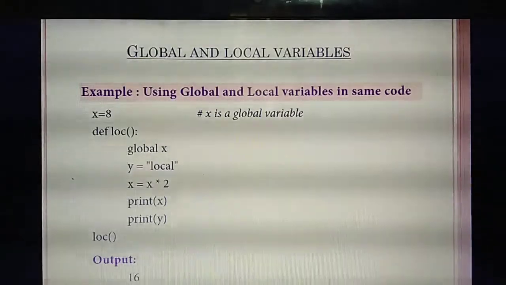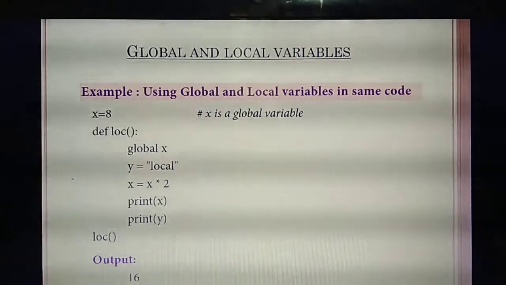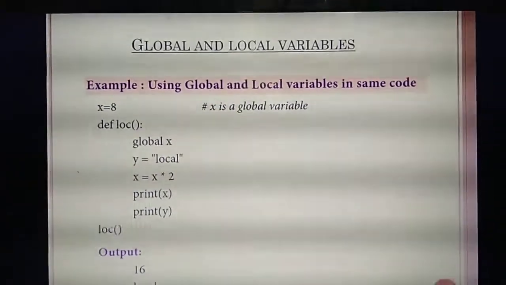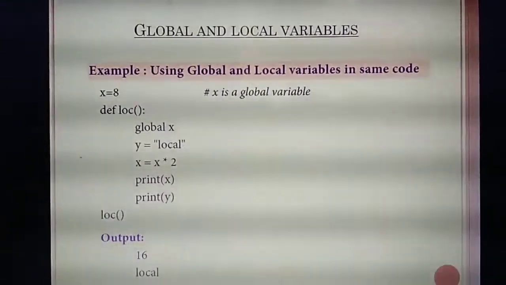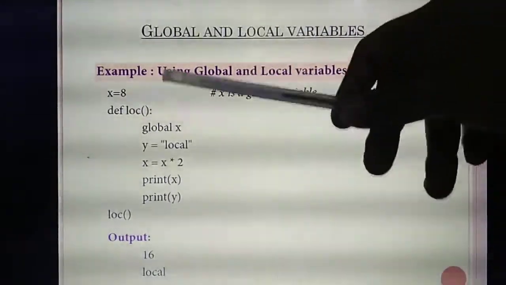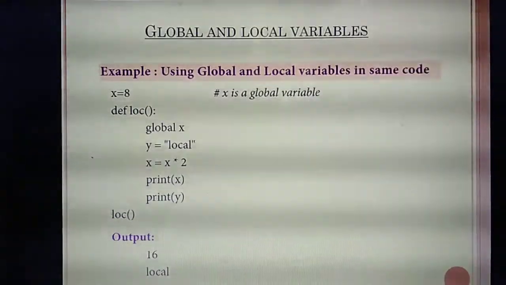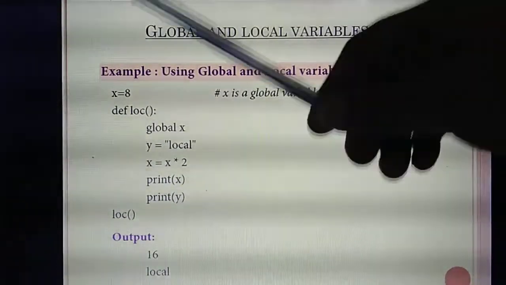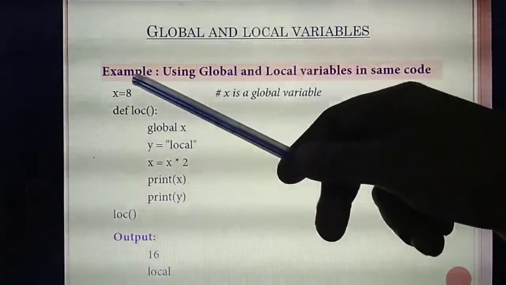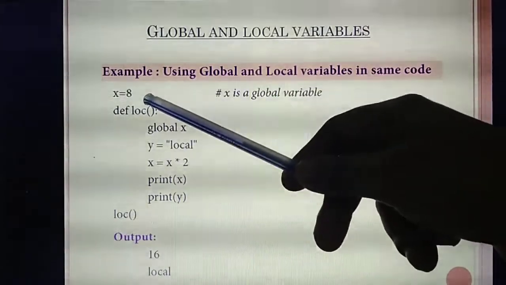Next program, listen. So in this program they are using both global as well as local variable. Understand this program? They are giving both local as well as global variable. Okay, listen. So here first they have given x equal to 8. What's the variable? Is this a local variable or global variable? x equal to 8. Which variable? Variable declared outside the function is called which variable? Global variable. So the x is called global variable.